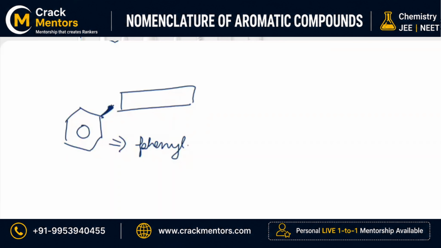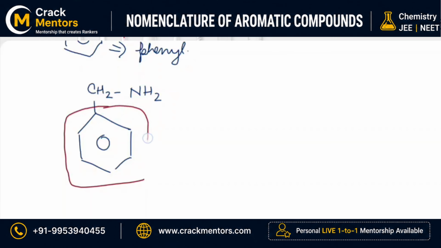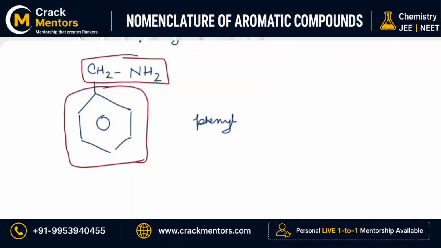Let's discuss a question here. Now you tell me what will be the IUPAC name for this compound. So you know that you have to treat this thing as a phenyl. Fine. And this is your principal chain because the functional group is attached here. So what is the substituent? That is phenyl. And what will be the name of CH2 NH2? According to the rule, it will be phenyl methane amine.